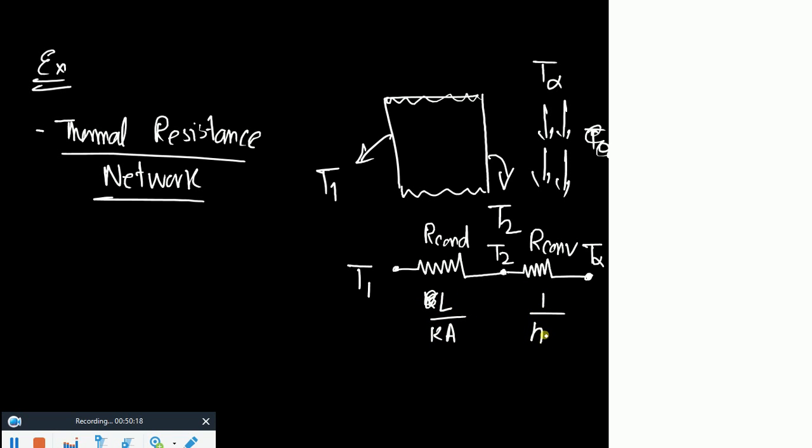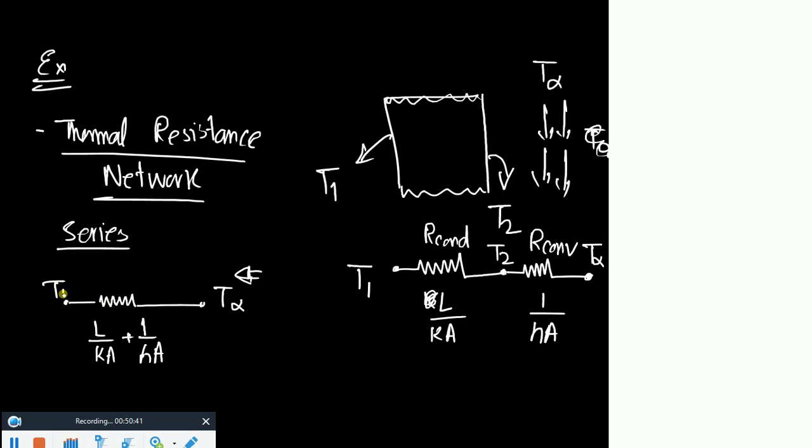And this is what? Now these two resistances are in series or parallel? These two resistances are in series. Now see, can I combine those two resistances and represent it as one resistance, L over KA plus 1 over hA? And at this side you have temperature T infinity, and on this side you have temperature T1.